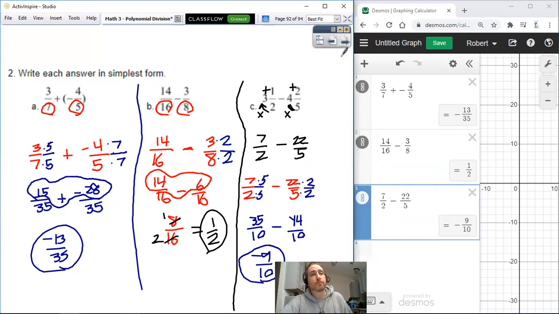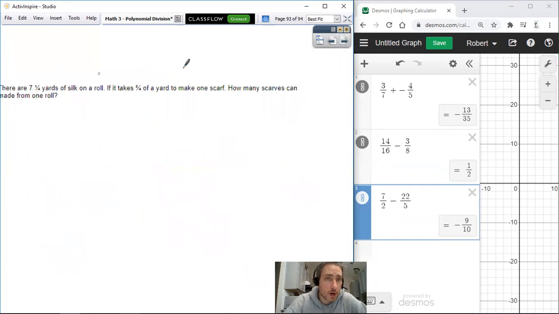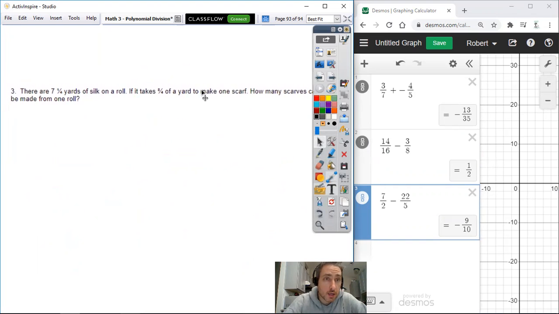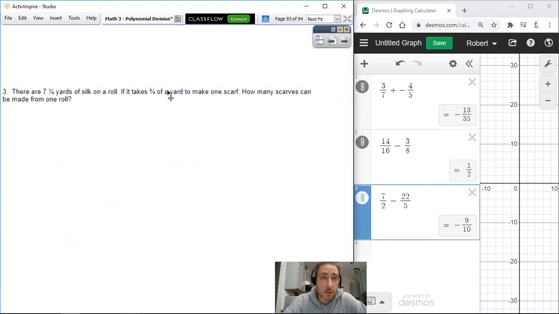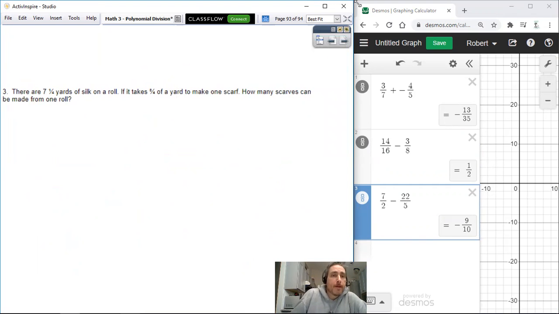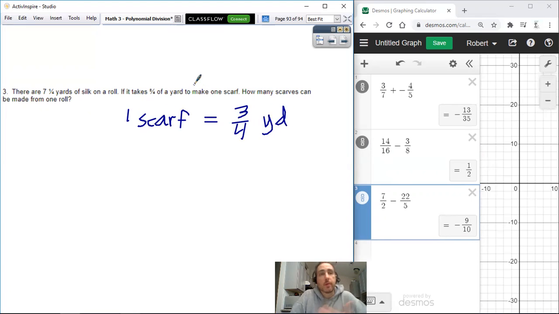All right, number 3. Number 3 is a word problem. There are 7 1/4 yards of silk on a roll. It takes 3/4 of a yard to make 1 scarf. How many scarves can be made from 1 roll? So let's break this down and see what we got. It takes 3/4 of a yard to make 1 scarf. We'll just make a little unit thing. 3/4 of a yard. How many scarves can be made from 1 roll?